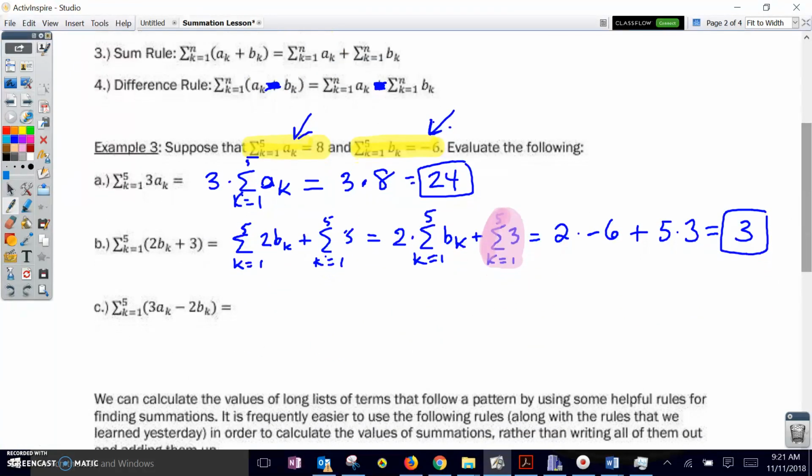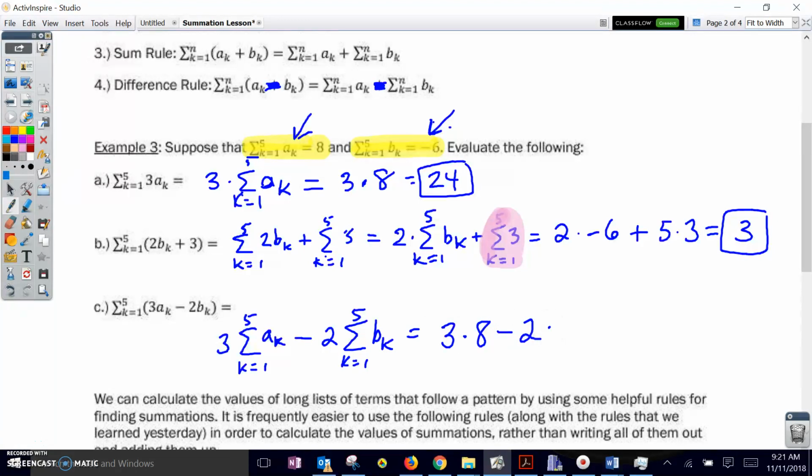Alright, the difference rule. Now I'm not going to go through it step by step, just know that I can use the difference rule and the constant multiple rule to split this into 3 times the sum from 1 to 5 of a sub k minus 2 times the sum from 1 to 5 of b sub k. And then I can substitute the values that I know. The sum from 1 to 5 of a sub k is 8. The sum from 1 to 5 of b sub k is negative 6. So we've got 3 times 8 minus 2 times negative 6. That's 24 plus 12. And so the value of that summation is going to be 36.